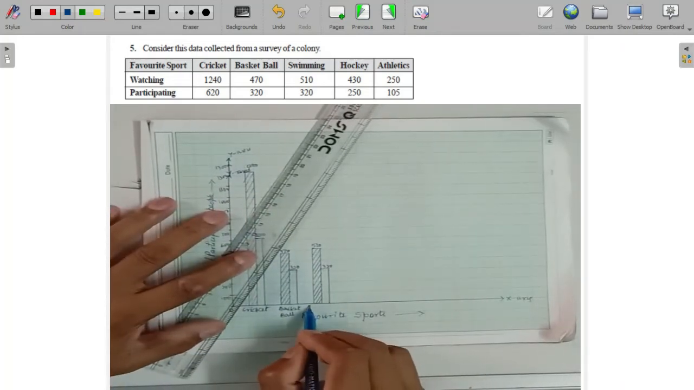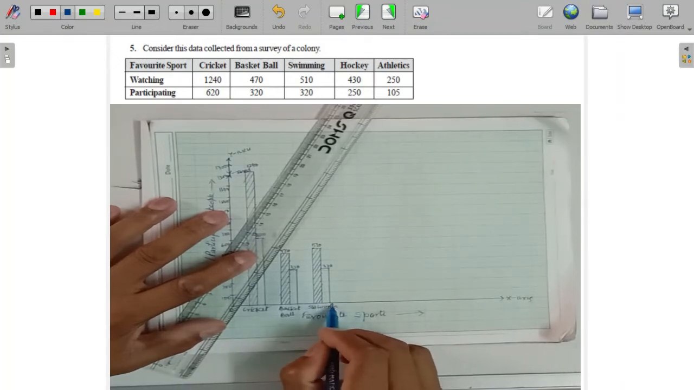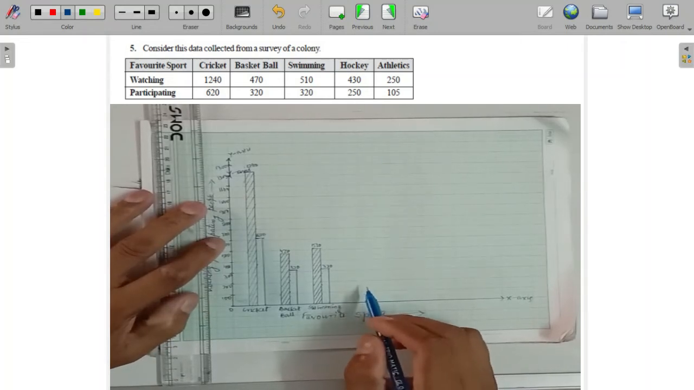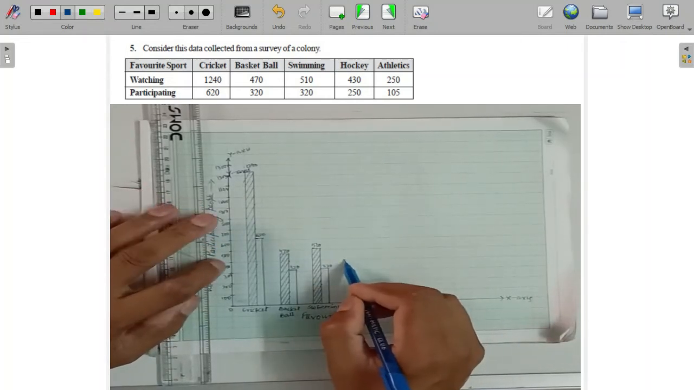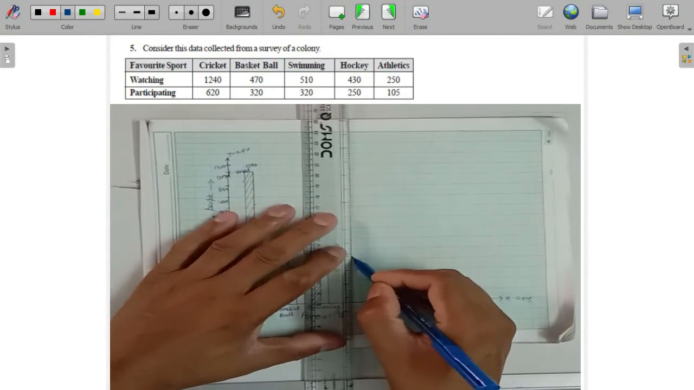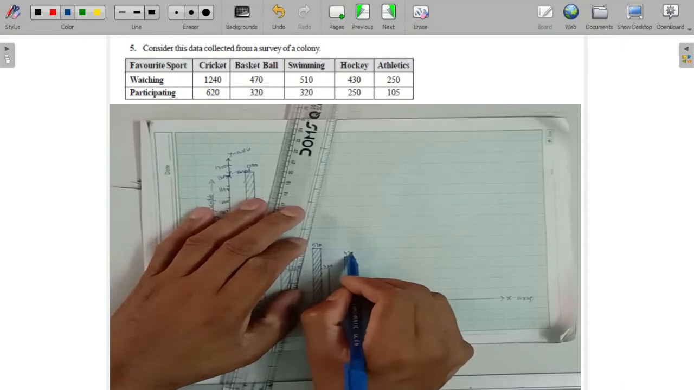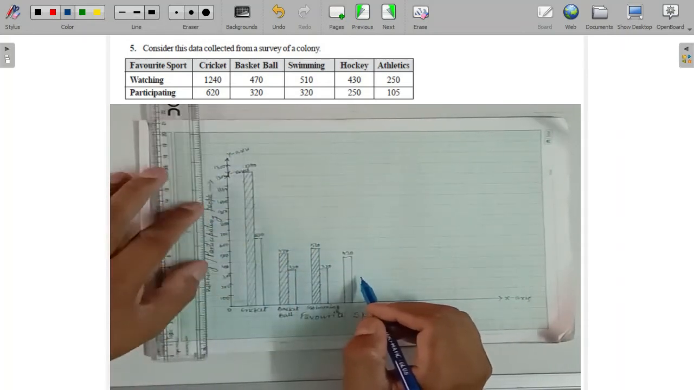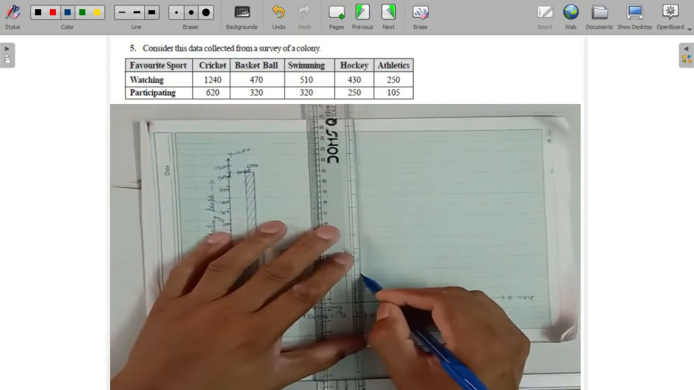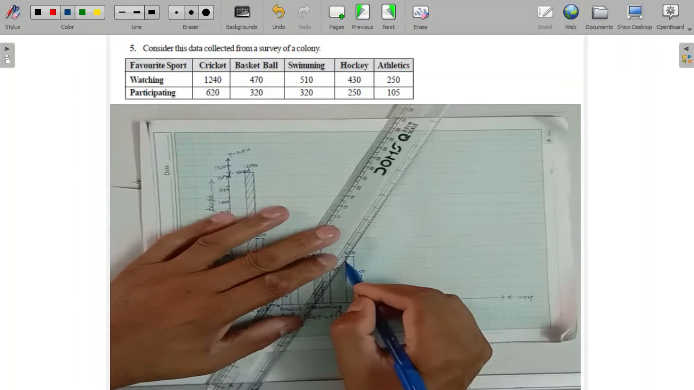And here I write swimming. The next is hockey. The number of people watching is 430. Where will 430 come? After 400, third line. Join this. Then fifth line, join this. This is 430. Then participating it is 250. So after 200, you have to take the fifth line and join this. It is 250. And set the first rectangle.